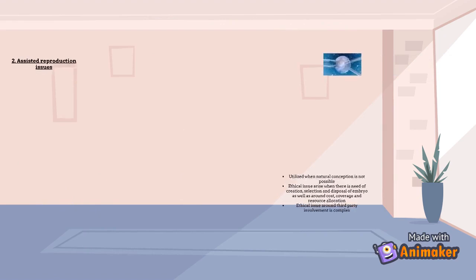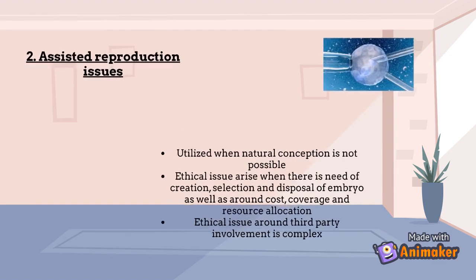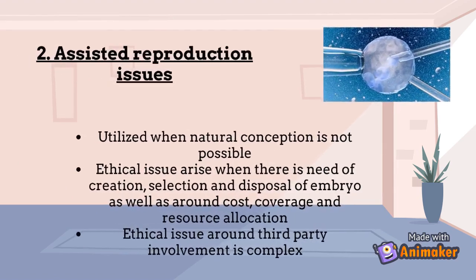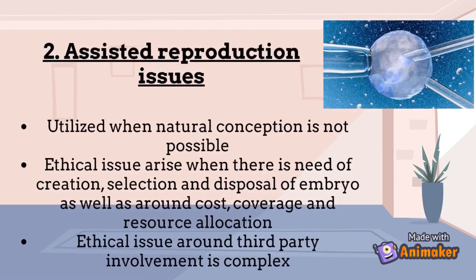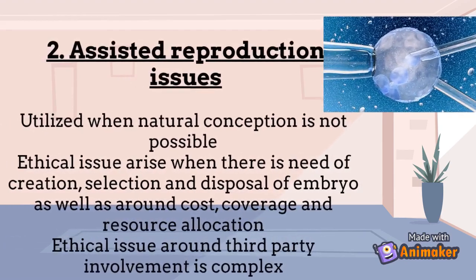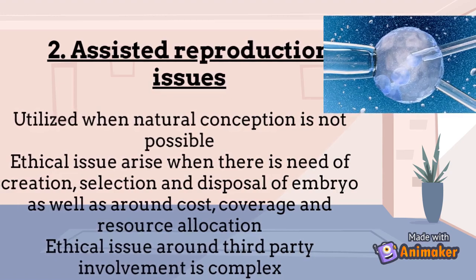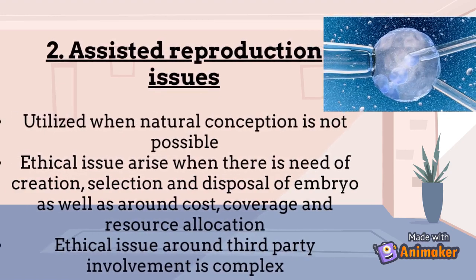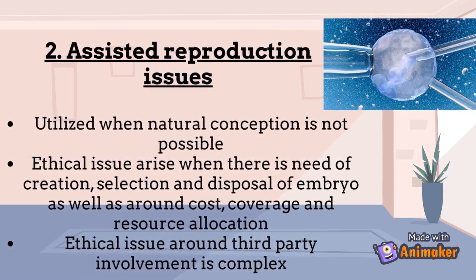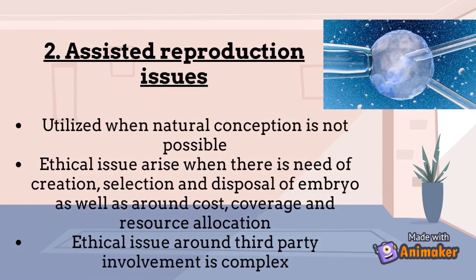Now let's discuss ethical issues related to assisted reproduction. ART is utilized when natural conception is not possible. Ethical issues arise around creation, selection, and disposal of embryos, as well as around cost, coverage, access and resource allocation. Ethical issues are complex when a third party is involved in ART.